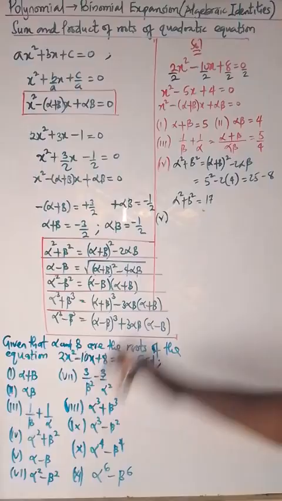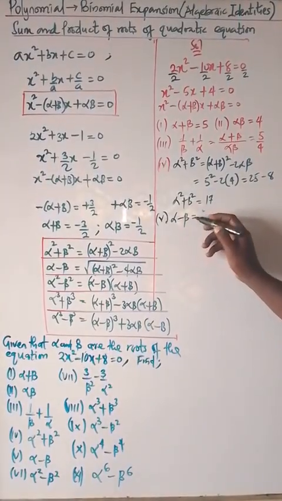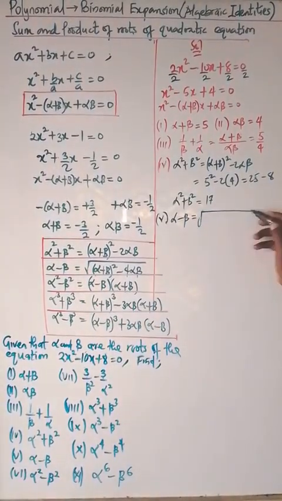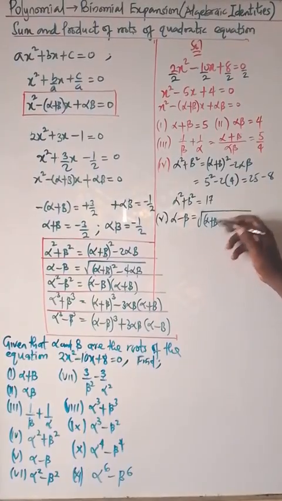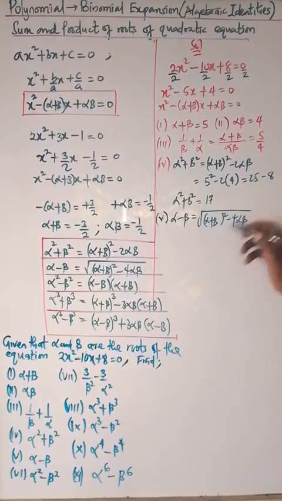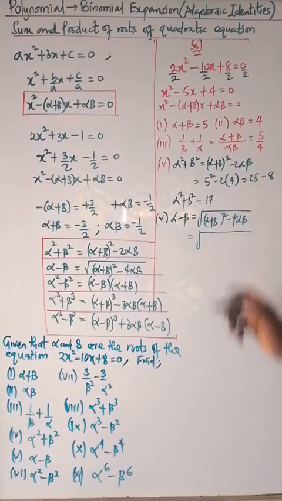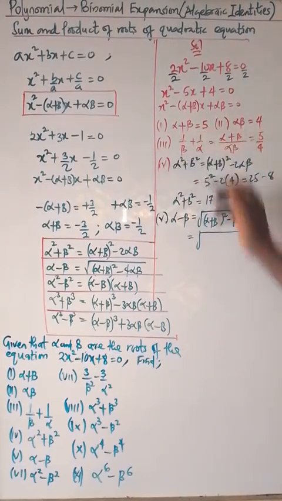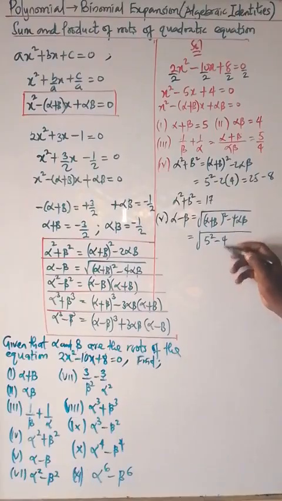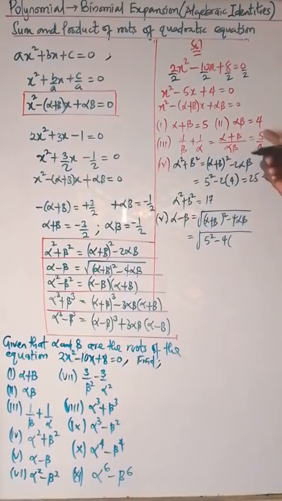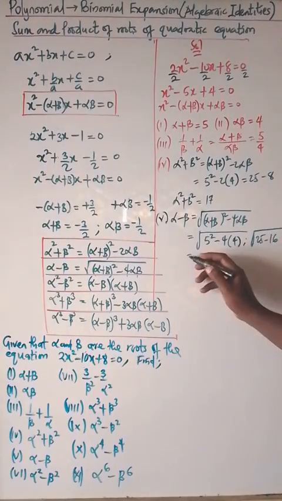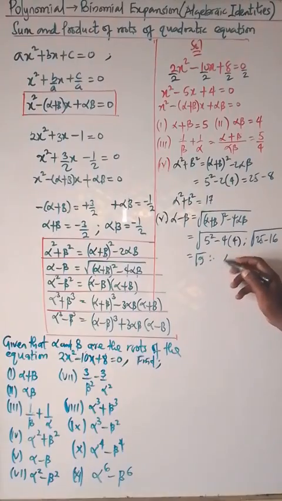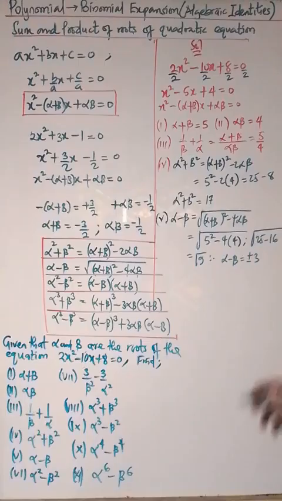Then the next one, V. We are looking for what? Alpha minus beta. Where is the identity? This is it here. The square root of alpha plus beta all squared minus 4 alpha beta. And that becomes the square root of alpha plus beta, where is it? 5. 5 squared minus 4 alpha beta. Alpha beta is what? The product, 4. So this is what? The root of 25 minus 16. And that is the square root of 9. So it implies that alpha minus beta is plus or minus 3. We can just take the positive value, 3.